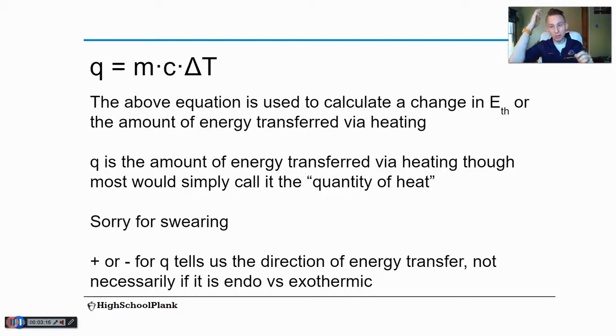Your perspective should usually be the system. If Q is negative from the system's perspective, that means that energy is leaving the system, which would mean that the Q for the surroundings should be positive, because the energy would be leaving the system going to the surroundings, and vice versa.